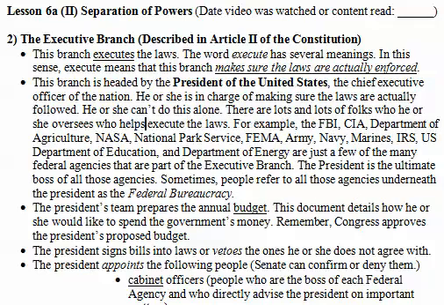who help execute the laws. For example, the FBI, the CIA, the Department of Agriculture, NASA, National Park Service, FEMA, Army, Navy, Marines, IRS, U.S. Department of Education, U.S. Department of Energy are just a few of the many federal agencies that are part of the executive branch. The president is the ultimate boss of all those agencies.